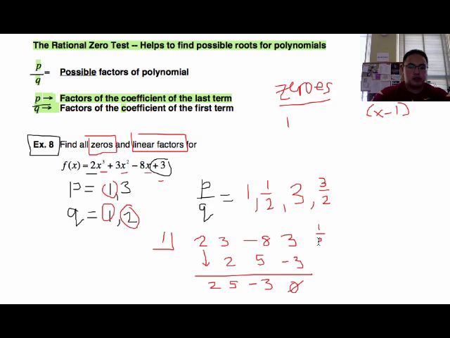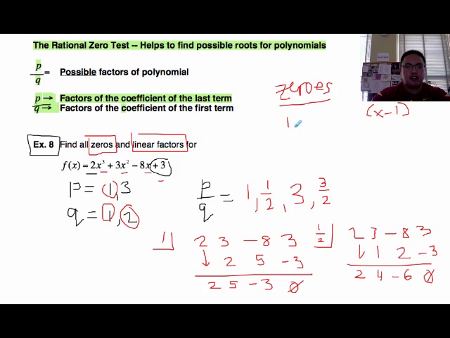So now let's try 1/2. You can sort of see where I'm going with this. I'm going to have to do this for all 4 numbers. Same thing, 2, 3, negative 8, and 3. I'm sorry, this is messy. I'll take the 2 and drop it. 2 times half is 1. 3 plus 1 is 4. Half times 4 is 2. Negative 8 plus 2 is negative 6. Negative 6 times half is negative 3. And 3 plus negative 3 is 0. So yet again, I have another zero, half, and I have another factor, which in this case I will call 2x minus 1.